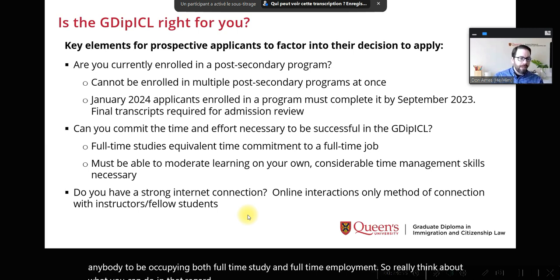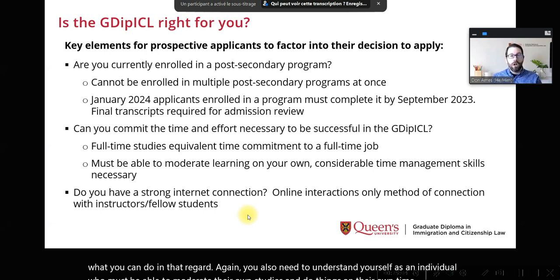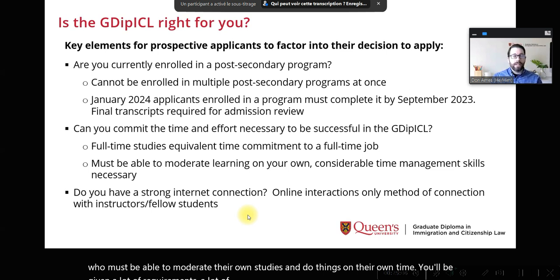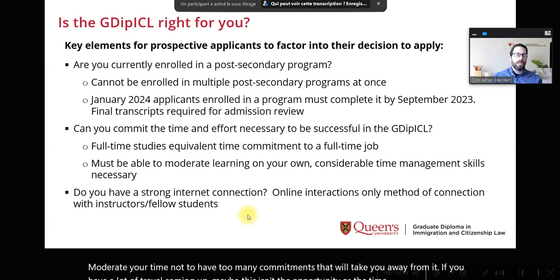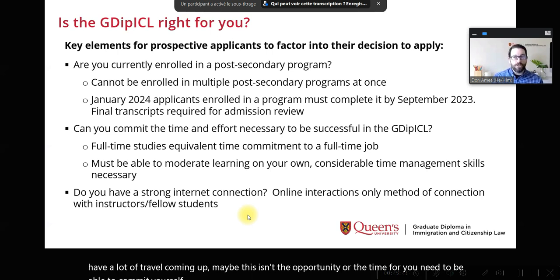Again, you also need to understand yourself as an individual who must be able to moderate their own studies and do things on their own time. You'll be given a lot of requirements, a lot of readings, a lot of things to be doing outside of a classroom setting. So you need to be prepared to moderate your time, not to have too many commitments that will take you away from it. If you have a lot of travel coming up, maybe this isn't the opportunity or the time for you. You need to be able to commit yourself to your studies as much as you can to be successful in this program.